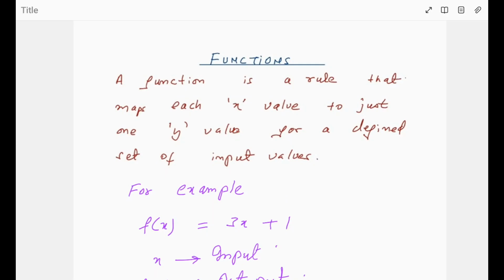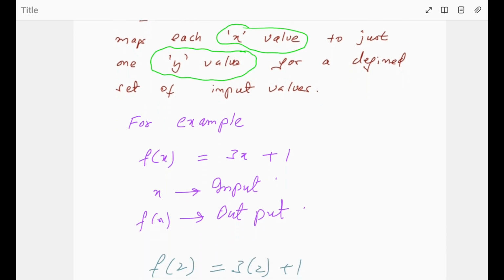A function is a rule that maps each x value to just one y value for a defined set of input values. This y value is a unique value for some particular value of x. Take an example.